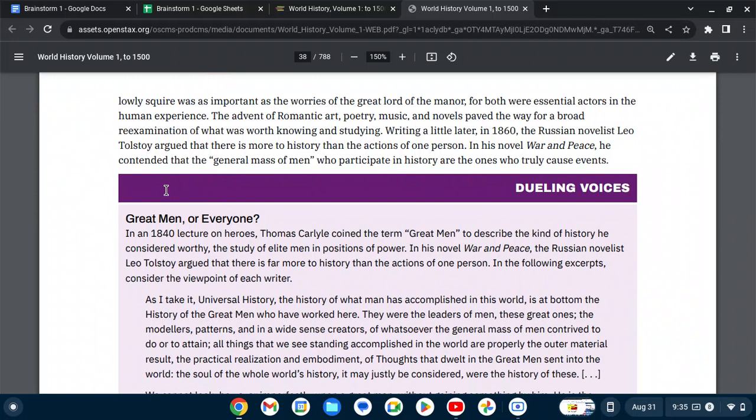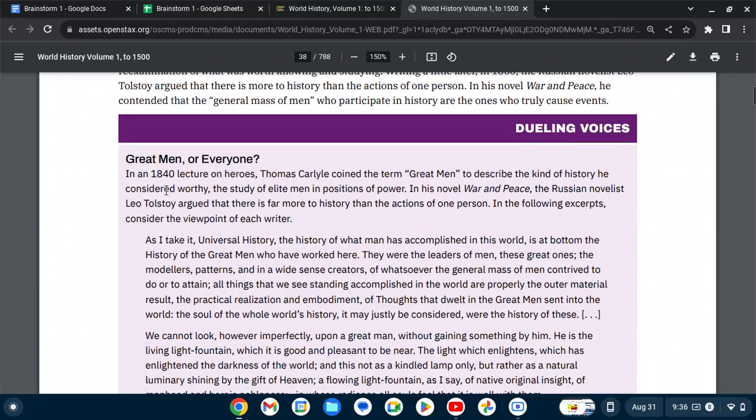The advent of Romantic art, poetry, music, and novels paved the way for a broad re-examination of what was worth knowing and studying. Writing a little later, in 1860, the Russian novelist Leo Tolstoy argued that there is more to history than the actions of one person. In his novel, War and Peace, he contended that the general mass of men who participate in history are the ones who truly cause events.